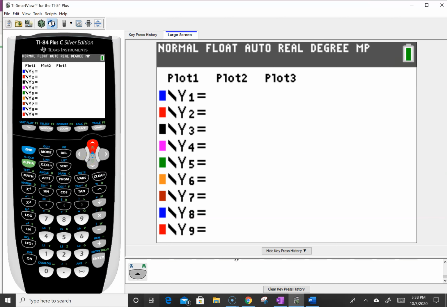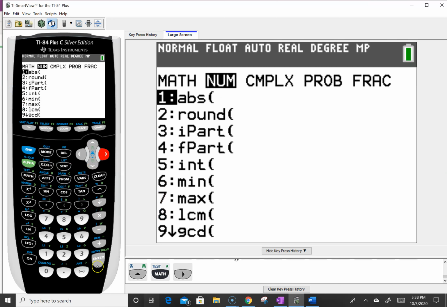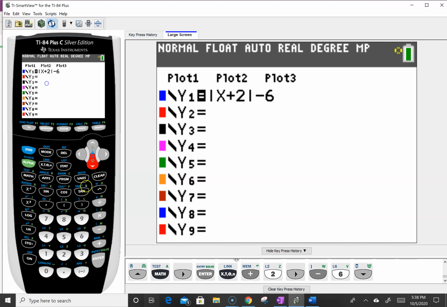For the next one, I have an absolute value again. So to get the absolute value, I'm going to hit math, go over to number. Option 1 is absolute value. And in this absolute value, I've got x plus 2. I need to go to the right to get out of the absolute value and then do minus 6.